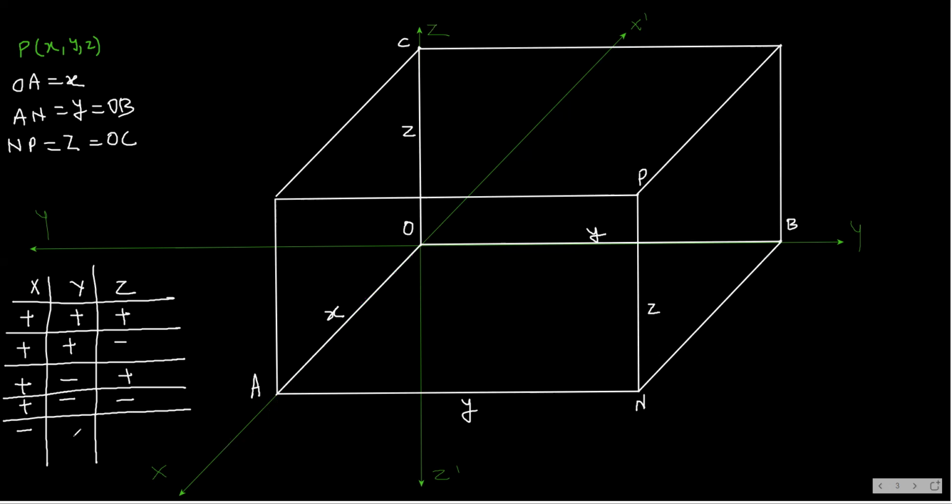Then you will have x negative, negative, positive, negative, negative, negative, negative, positive, positive, and negative, positive, negative. See, in total you have 8 octants: 1, 2, 3, 4, 5, 6, 7, 8. Right now we are in the first octant, where x is positive, y is positive, and z is also positive.